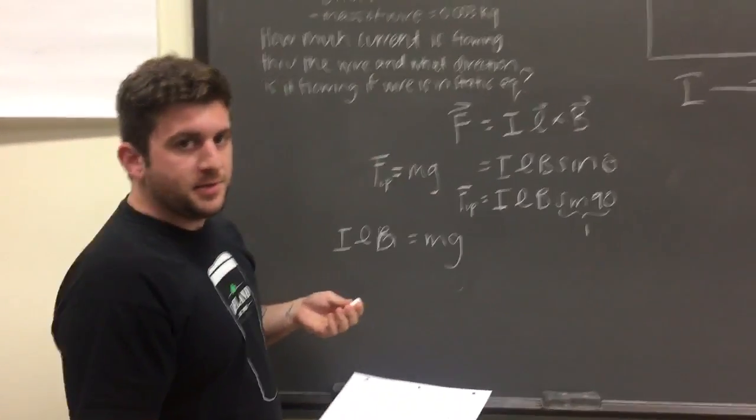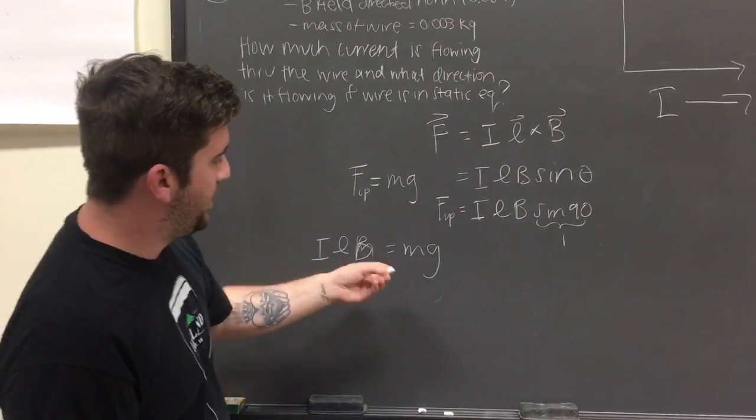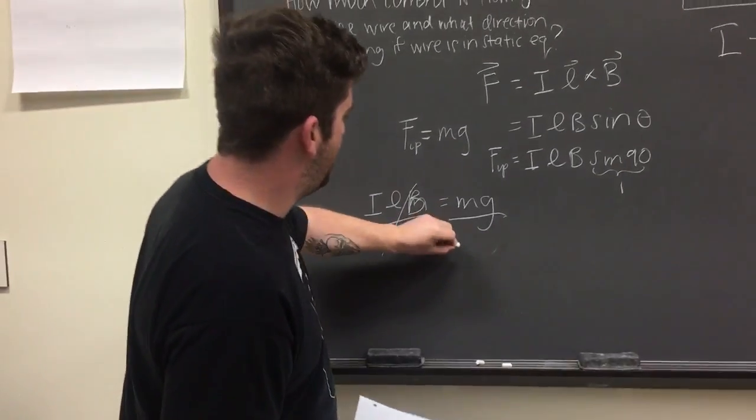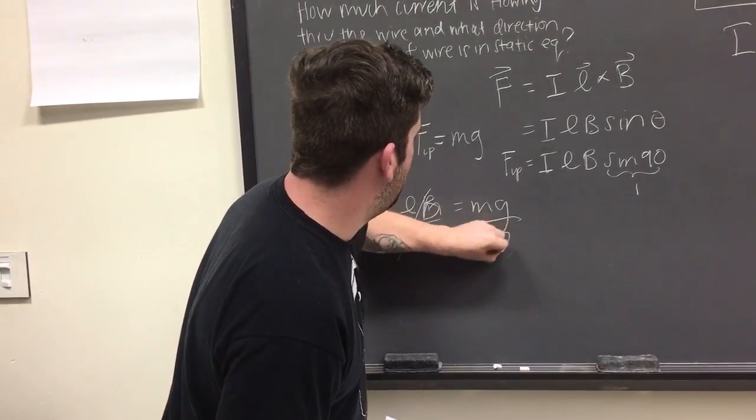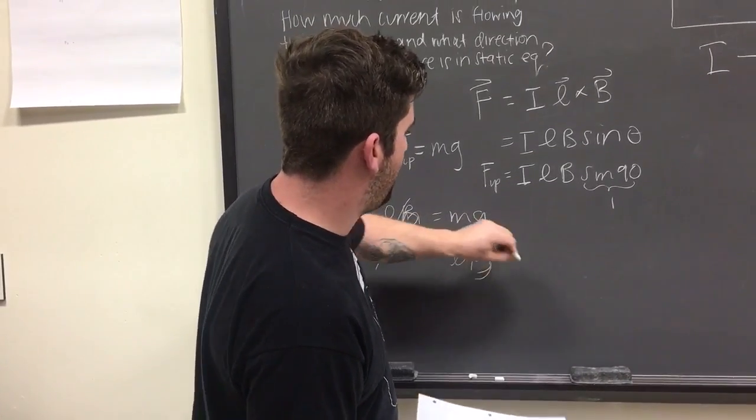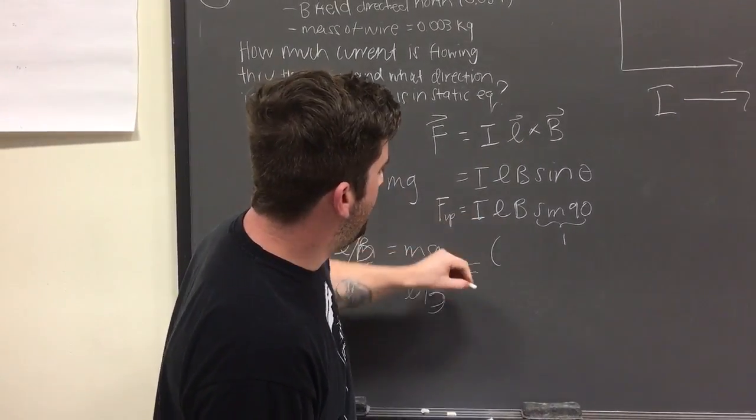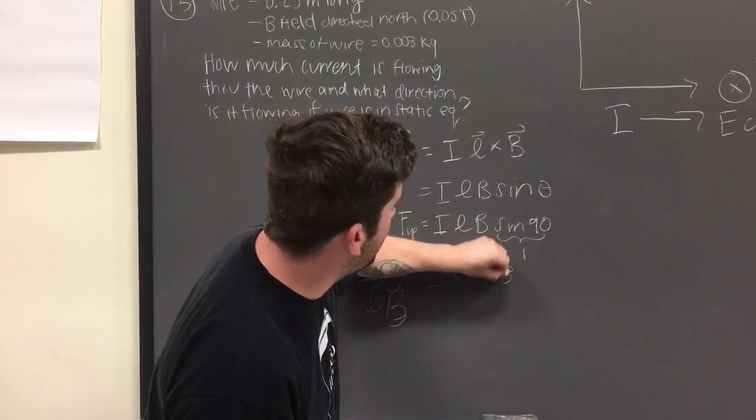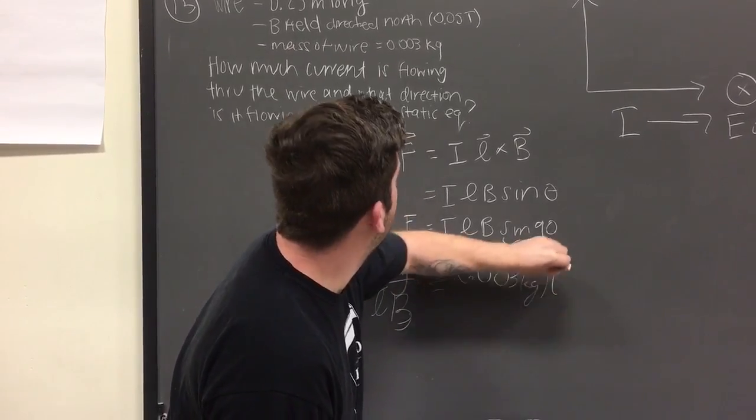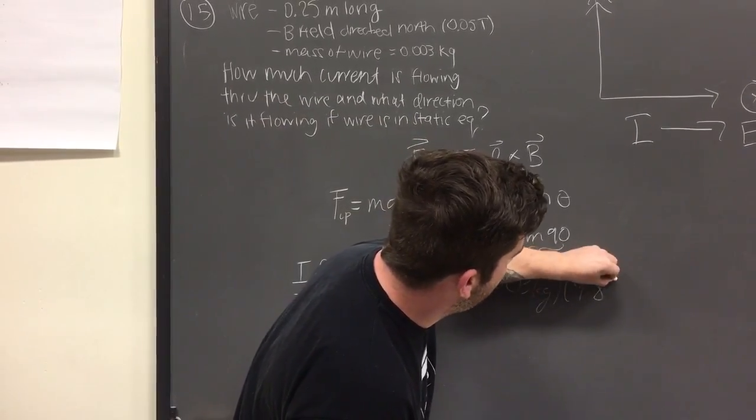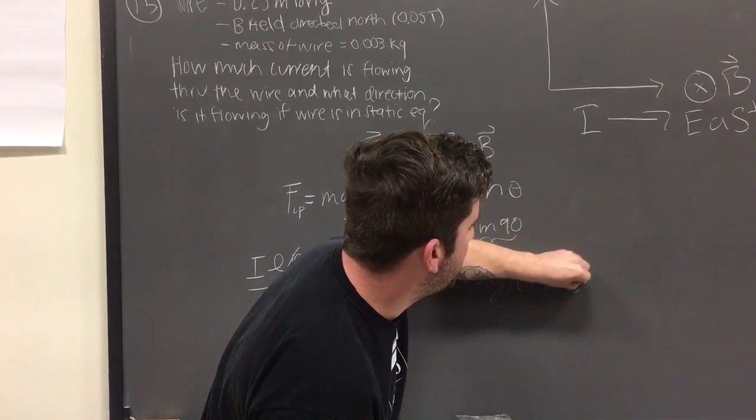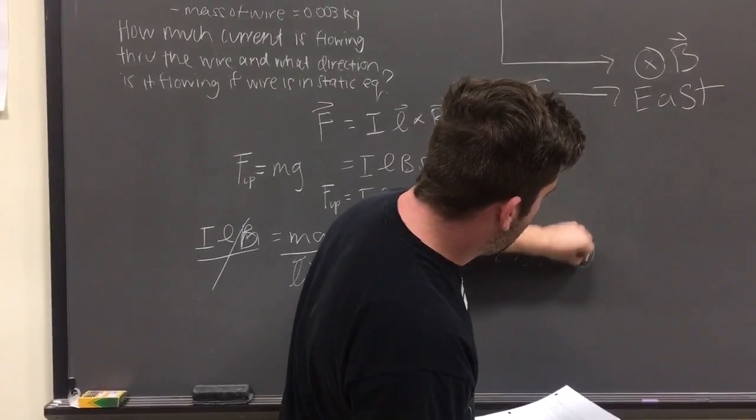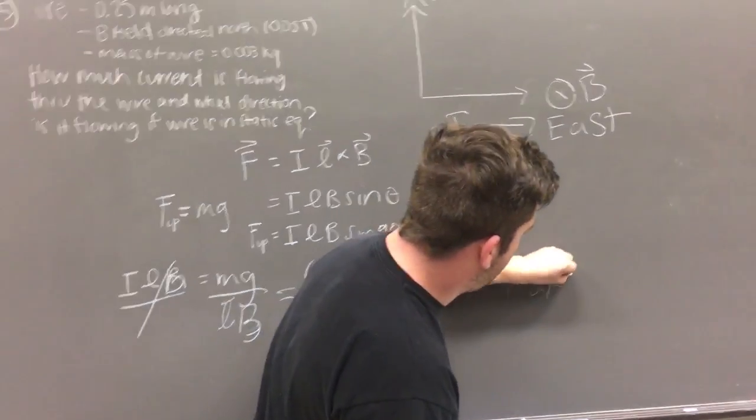Finally, plugging in all of our values to solve for the magnitude of our current, we can just divide L B to the other side, get this out, and then plug in all of our values. So the mass of our wire, as previously mentioned, 0.003 kilograms, multiplied by 9.8 meters per second squared, which equals 0.294 newtons.